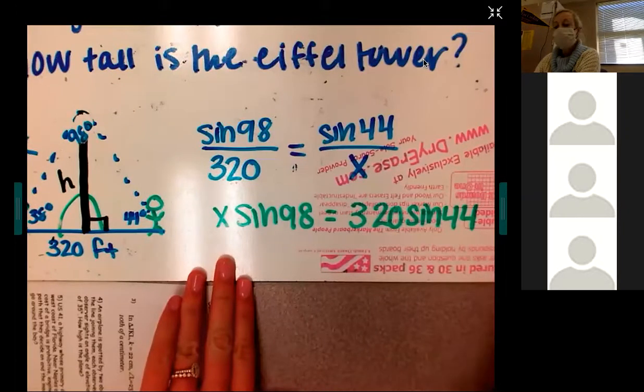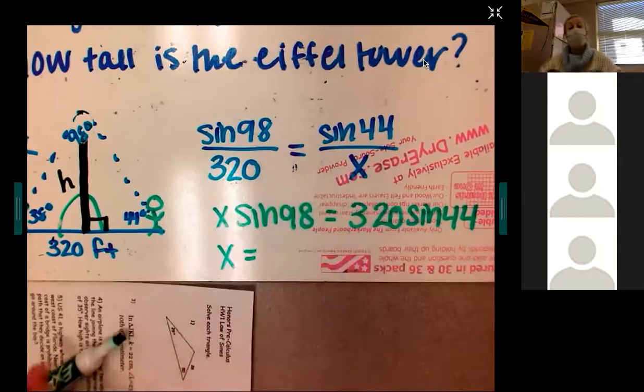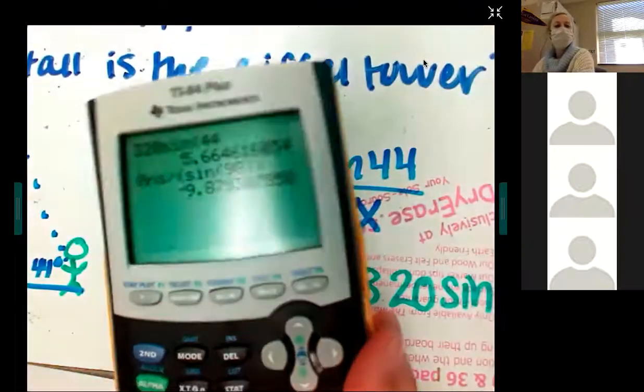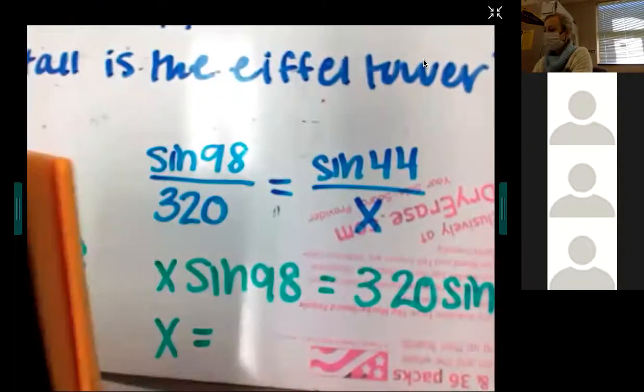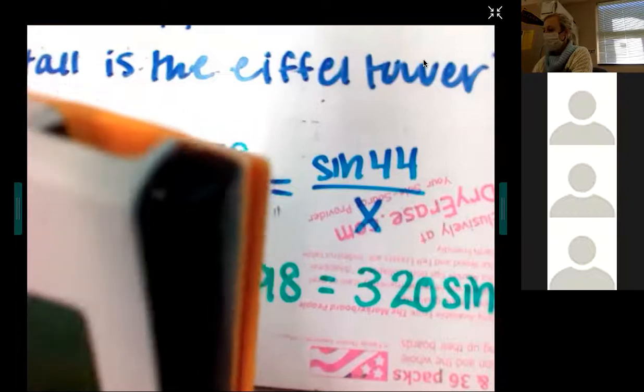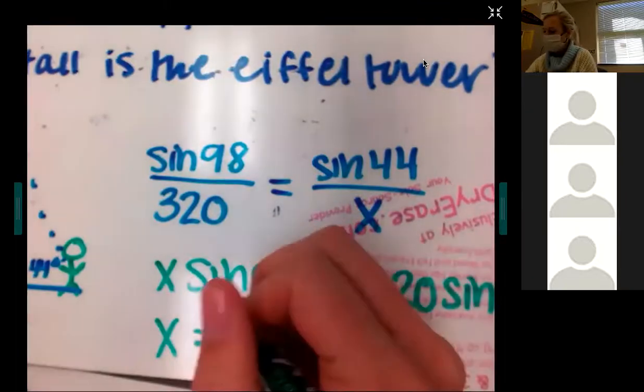And then what would I divide to get x by itself? Sine of 98. So I'm going to go to my calculator. You can also use Desmos. I actually recommend using Desmos. I just don't want to have to flip my screen. And I'm going to type in 320 sine of 44 divided by sine of 98. Oh, look at that. What did I not do? Good, I didn't put it in degrees because I got a negative. Perfect. Because I'm not using the same calculator from yesterday. Let's try again. 320 sine of 44 divided by sine of 98. All right, did you guys get 224.48?